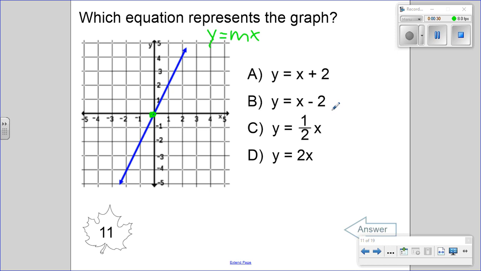So looking at our answer choices, because this goes through 0, 0, the answers have to be either C or D. It's not going to look like A or B because A has a y-intercept of positive 2. That would cross up here at 2. B has a y-intercept of negative 2. That would cross down here at negative 2. So that just leaves C or D because they are written in the form of y equals mx. So remember that this letter m represents your slope.